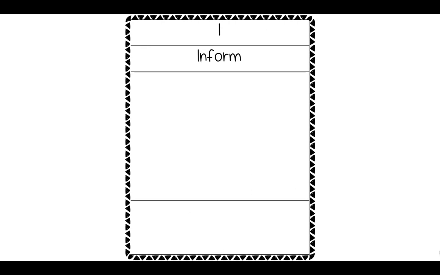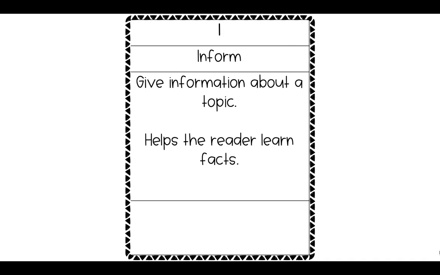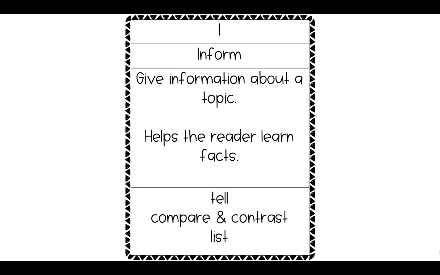The next one is to inform. This is when the author is giving just information about a specific topic. This is where it helps the reader learn facts. This is your nonfiction text. Most nonfiction texts have the primary purpose of informing. They're giving you details, they're giving you facts, they're making sure you know everything they want to tell you about that topic. Some synonyms for that are to tell. You could even have a compare and contrast. They could give you information about two different things and tell you how they're alike and different, or to list.